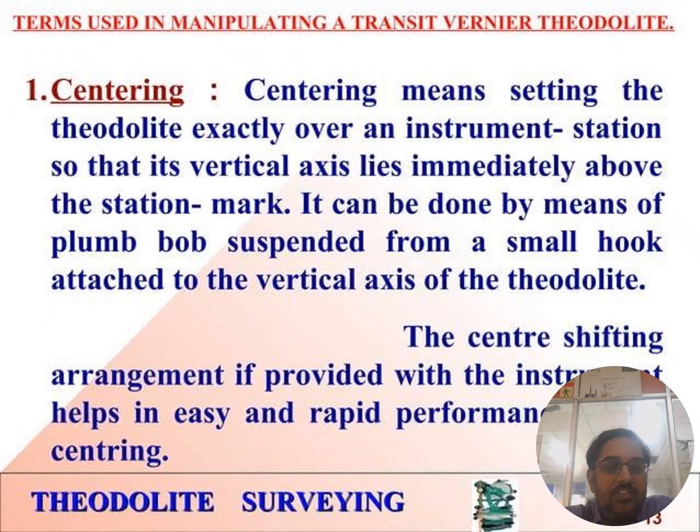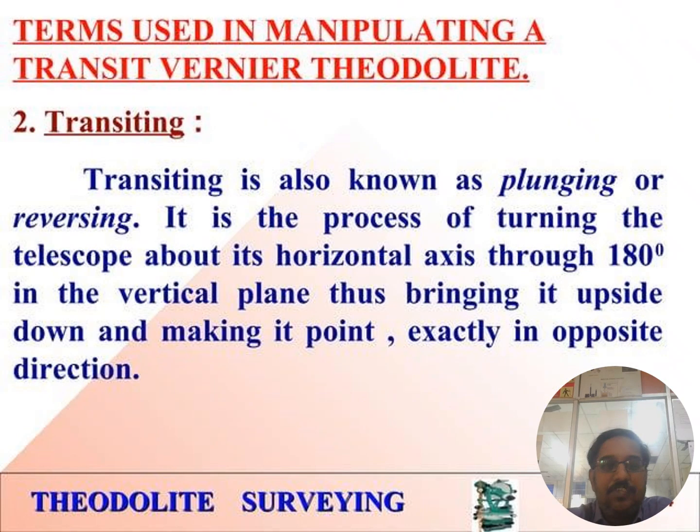Next comes centering, one of the terms used with the transit vernier theodolite. It means setting the theodolite exactly over the station mark so that the vertical axis lies immediately over the mark. A shifting arrangement is provided in the instrument, which helps in easy and rapid centering.